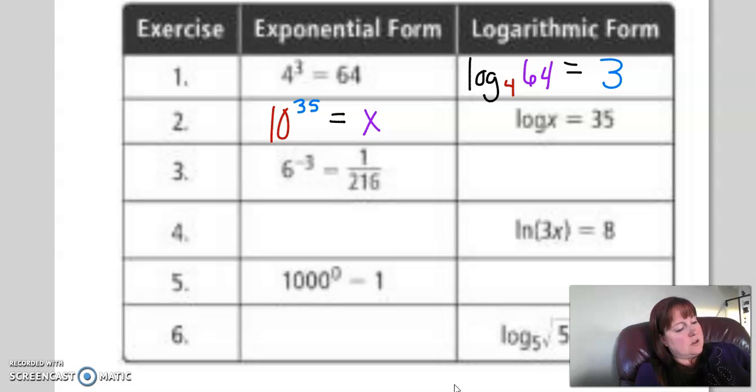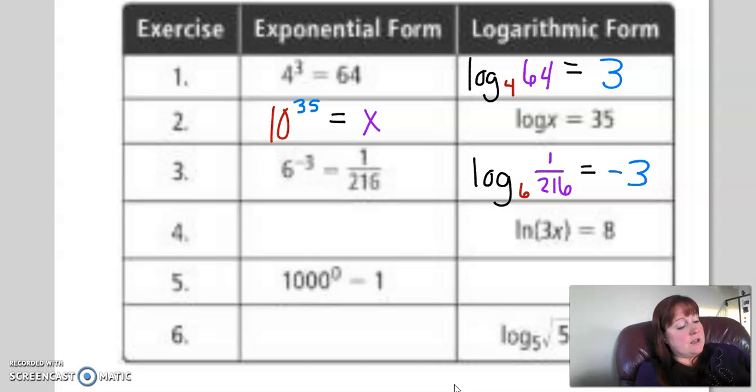If we convert this one into log form, we have log base 6 of our argument, which is 1 over 216, equals our exponent, which is -3.